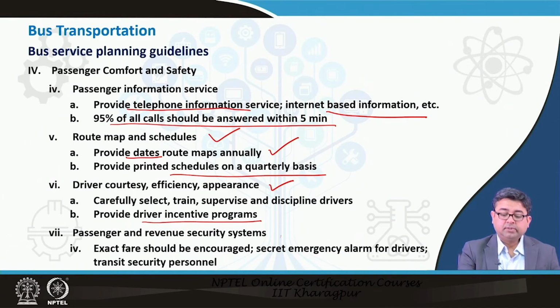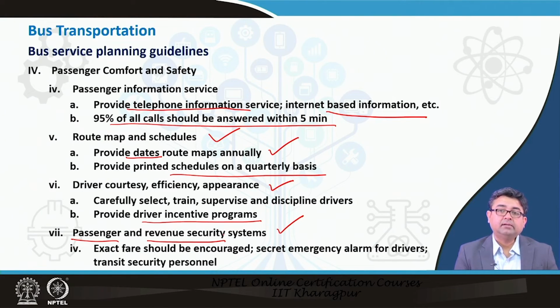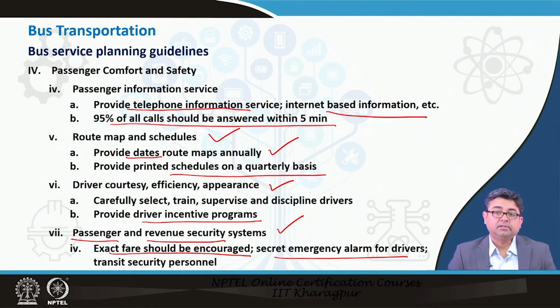And lastly, there has to be good security systems on the buses for both passengers as well as revenue collection, because the buses may collect a lot of money, and that is prone to theft sometimes. So, exact fare should be encouraged, and this is why many bus systems are now moving towards fare cards rather than dealing with cash, because people do not have exact change. That makes boarding and alighting very difficult. And there are other safety features such as emergency alarms and security personnel at the bus stops or transit stations.